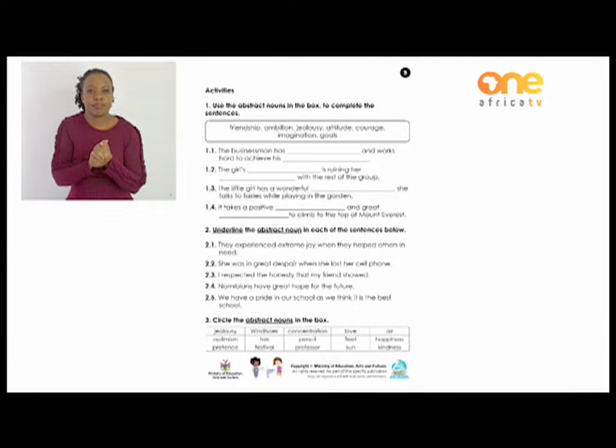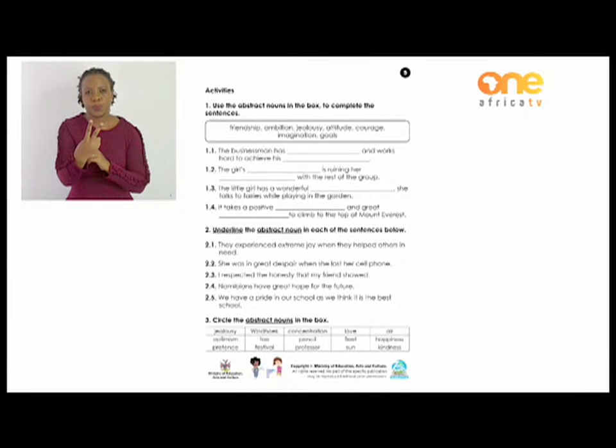Our number 1, it says, the businessman has ambition and works hard to achieve his goals. All right. So you do numbers up to 4 on your own. Let's quickly move on to activity 2.